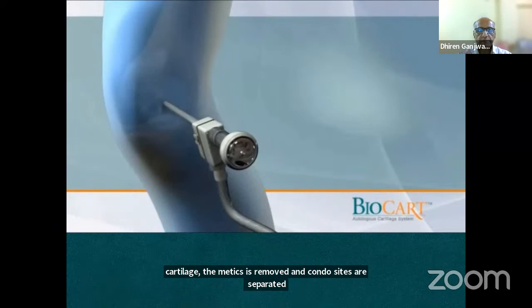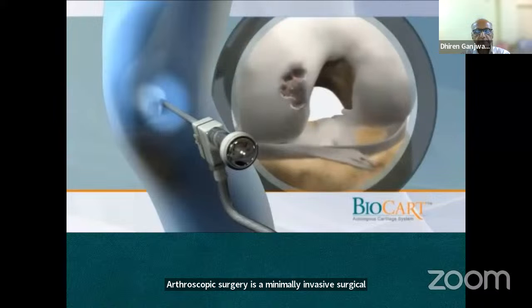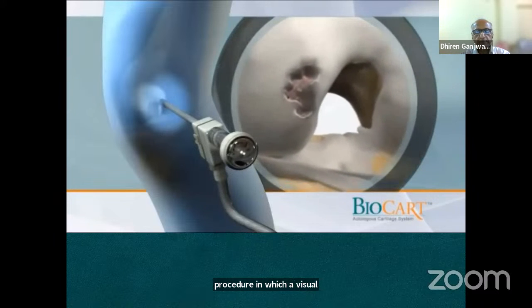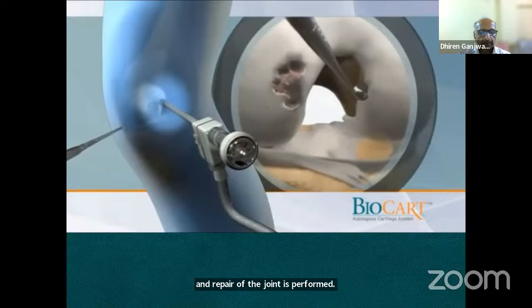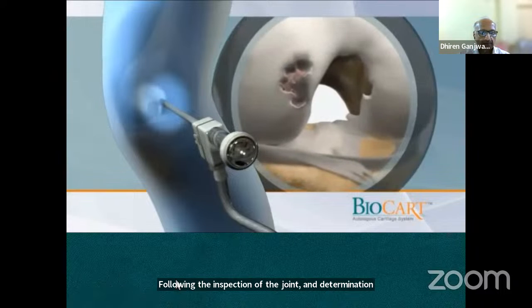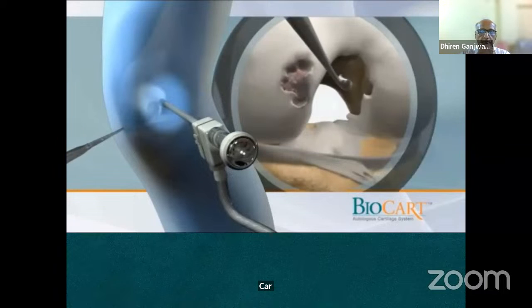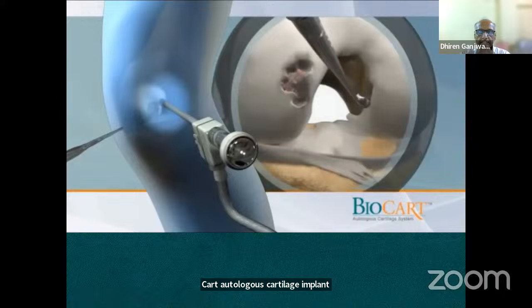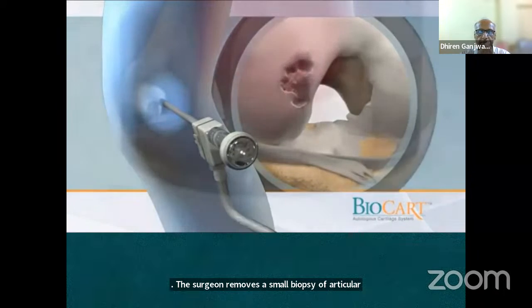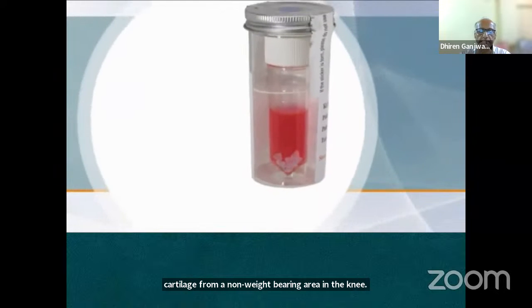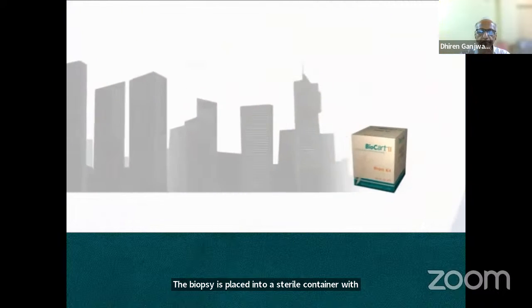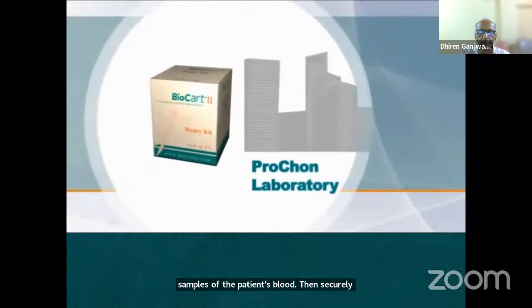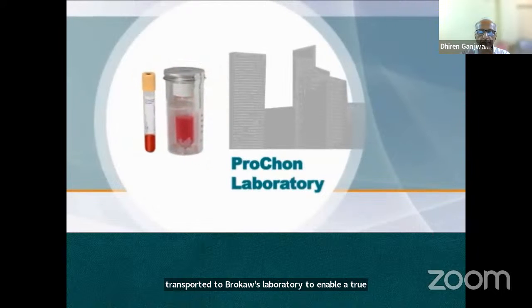Arthroscopic surgery is a minimally invasive surgical procedure in which a visual inspection, examination, and repair of the joint is performed. Following the inspection of the joint and determination that the injury is within the indications for the autologous cartilage implant, the surgeon removes a small biopsy of articular cartilage from a non-weight-bearing area in the knee. The biopsy is placed into a sterile container with samples of the patient's blood, then securely transported to Procon's laboratory to enable a true autologous cell cultivation process.